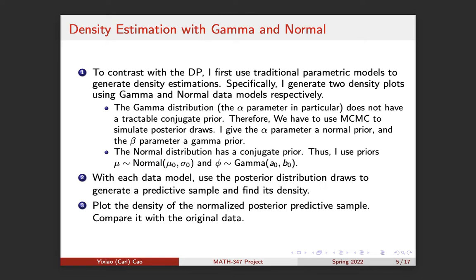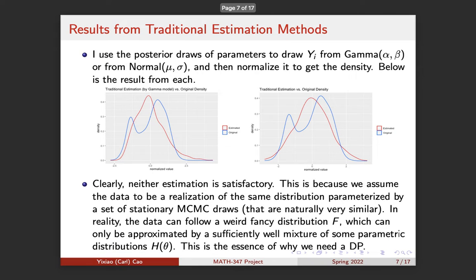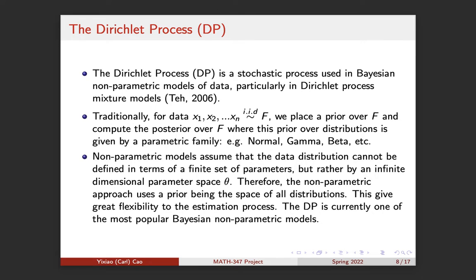So this is the step that I used to conduct the traditional data model density. There's not too much interesting going on here. Basically, we use the things that we learned in class, and we generate some posterior predictive samples, and we plot the density, and it looks like none of these traditional estimation methods can very accurately estimate the density function because of the weird shape of the original data. And this is why we want to introduce the Dirichlet process as a prior for a mixture model.